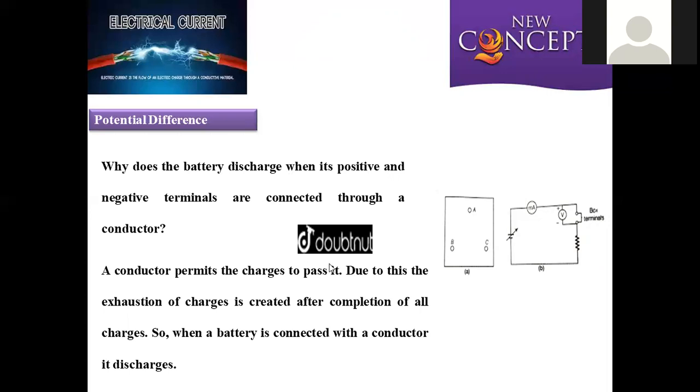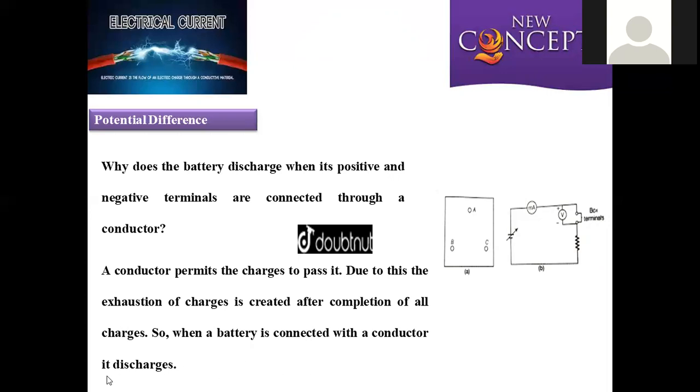So I collected this answer from Doubtnut. Thank you very much for your valuable information. A conductor permits the charges to pass through it due to the exertion of charges. Exertion of charges is created after the completion of the circuit.